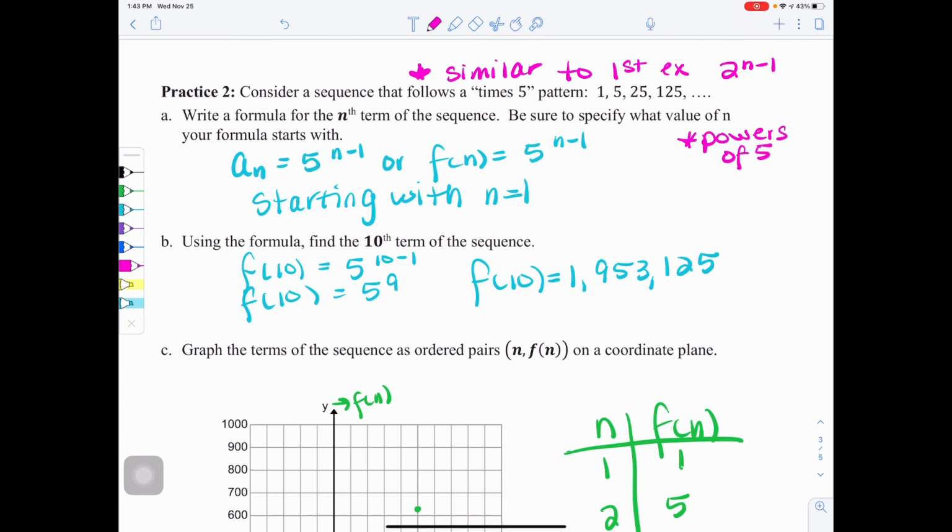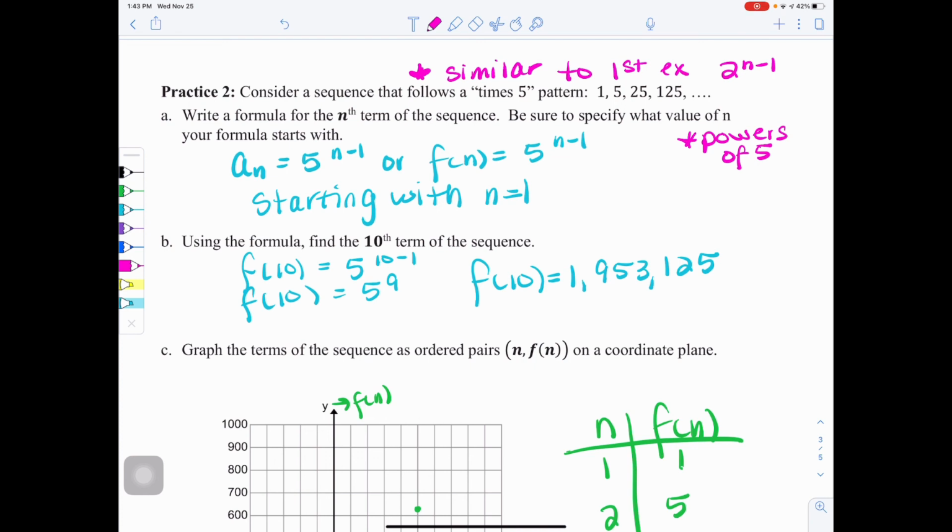Okay, so you should have a sub n is 5 to the n minus 1 or f of n equals 5 to the n minus 1. Again, starting with n equals 1. You can tell that by looking down here at the table that you see me writing in green. The first term is a 1, not a 5. So if it was just 5 to the n, it would be 5 to the first, and we would be starting with 5. In B, you're just going to use the formula you created and replace n with 10.